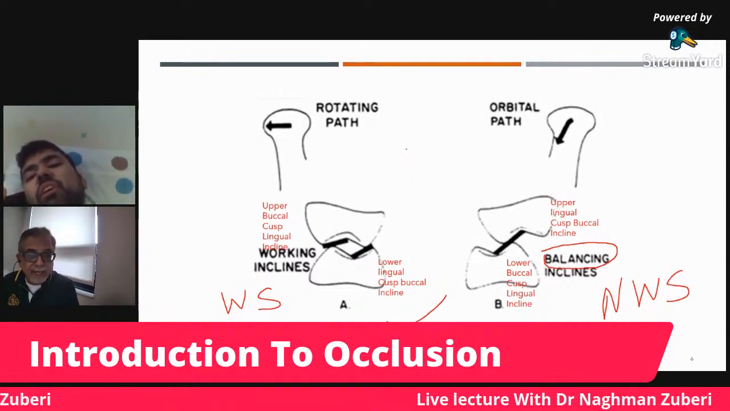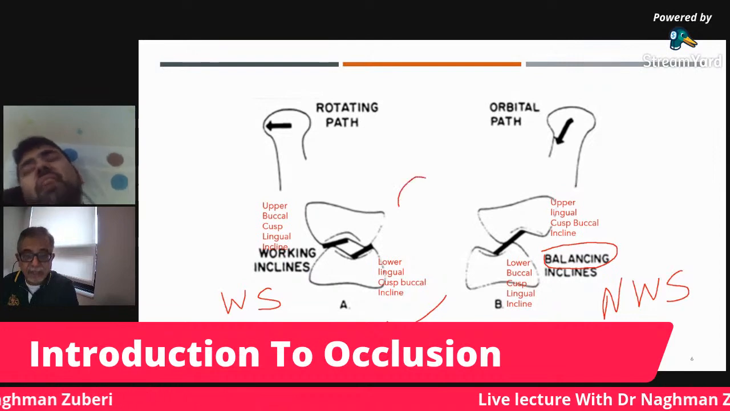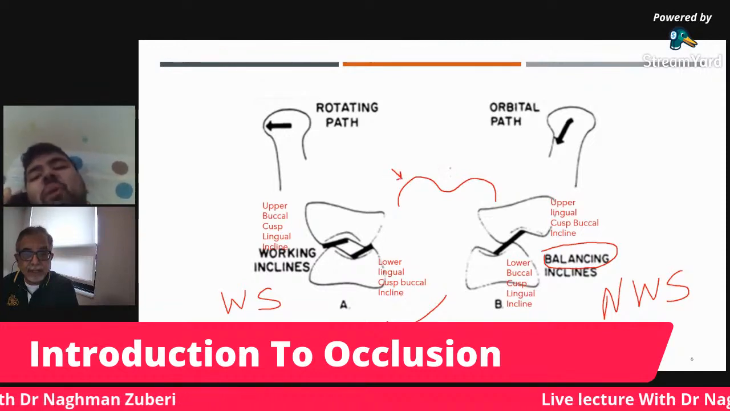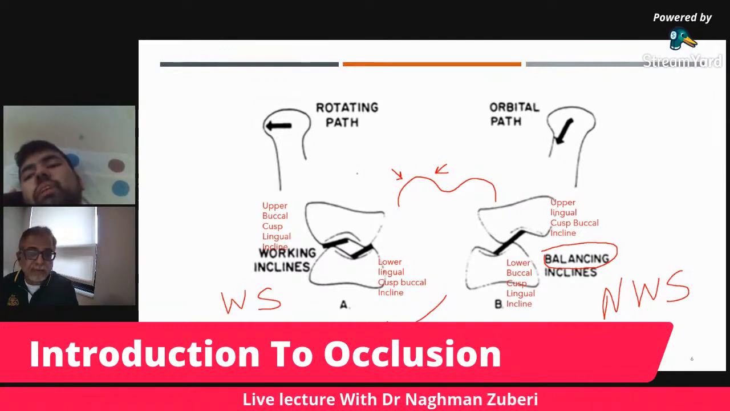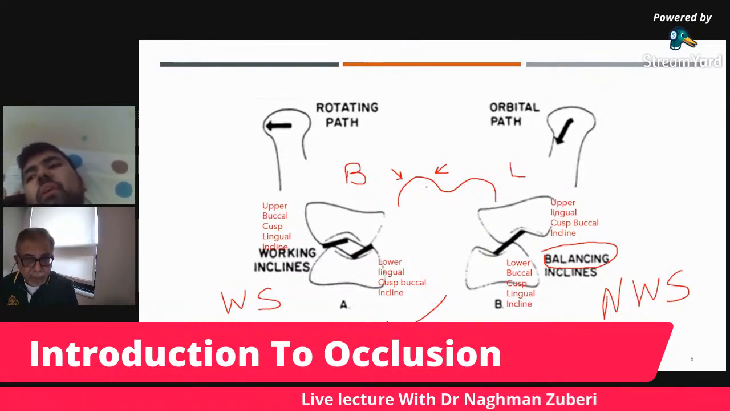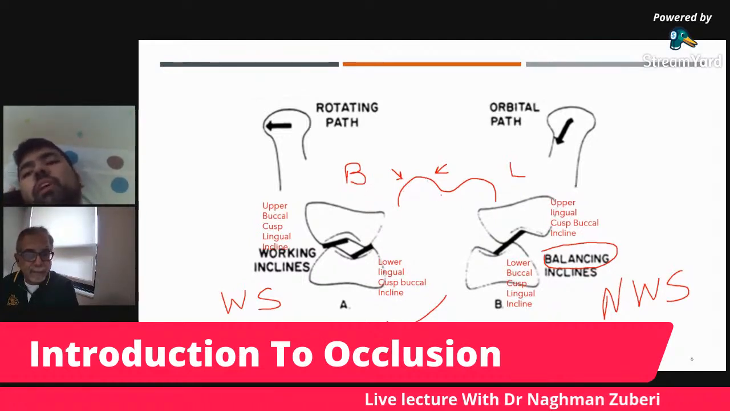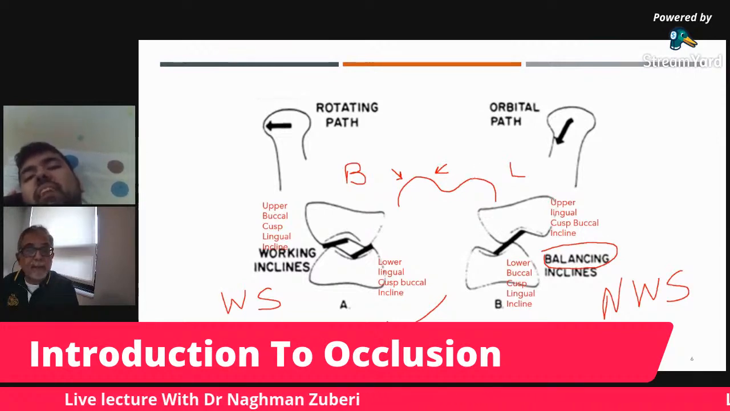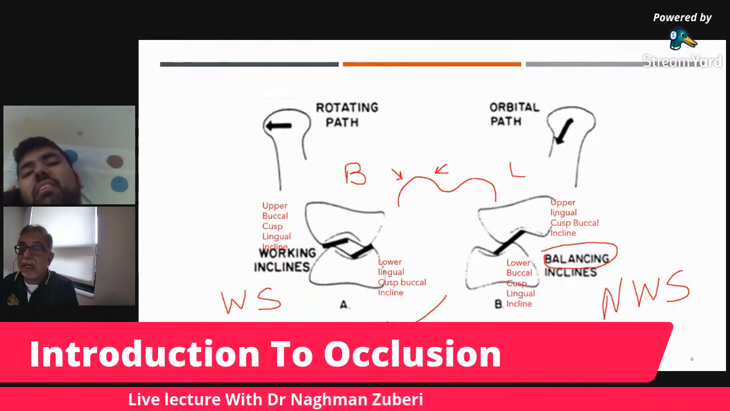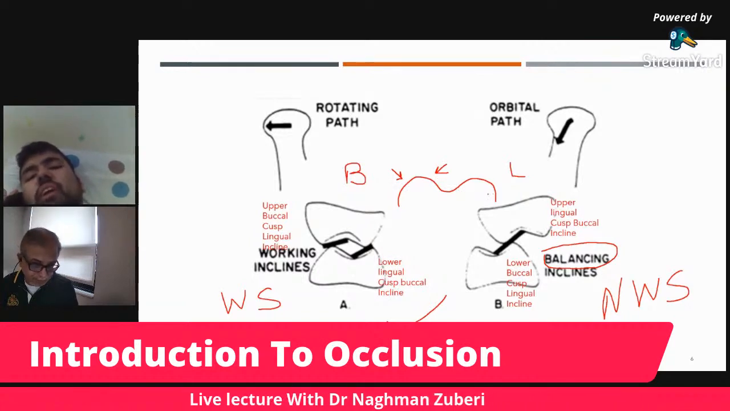Now, first of all, keep in mind a very important thing. We talk about the cusps of the teeth. When we look at the cusps of the teeth, every cusp has two inclines. Say for instance, this is the buccal side of the tooth and this is the lingual side. So this is the buccal incline of the buccal cusp, and this is the lingual incline of the buccal cusp. Similarly, this will be the buccal incline of the lingual cusp, and this will be the lingual incline of the lingual cusp. Every tooth has two inclines in the buccolingual direction.